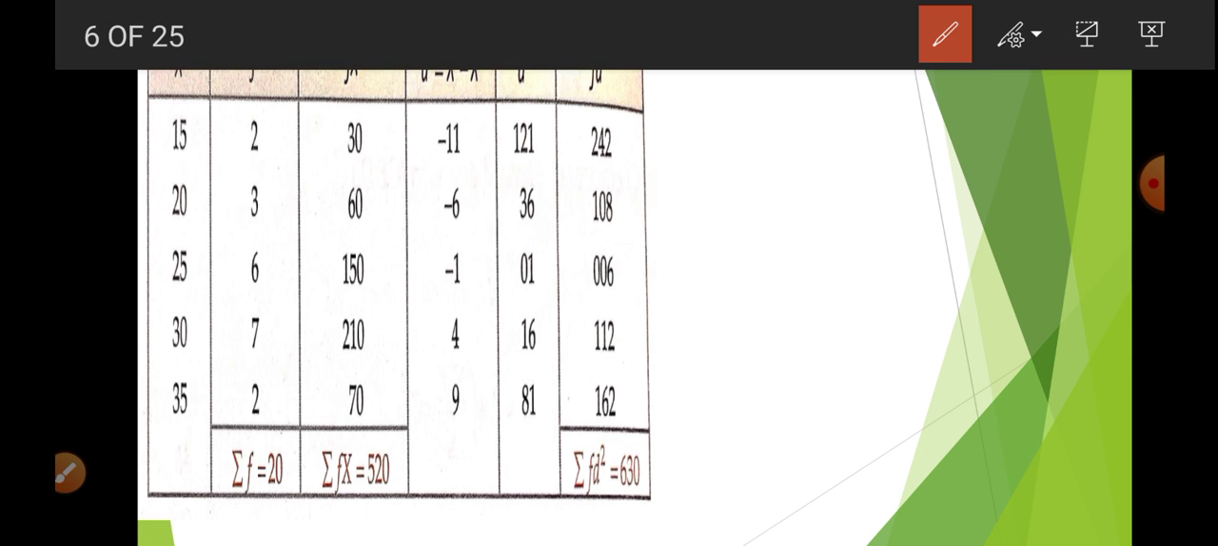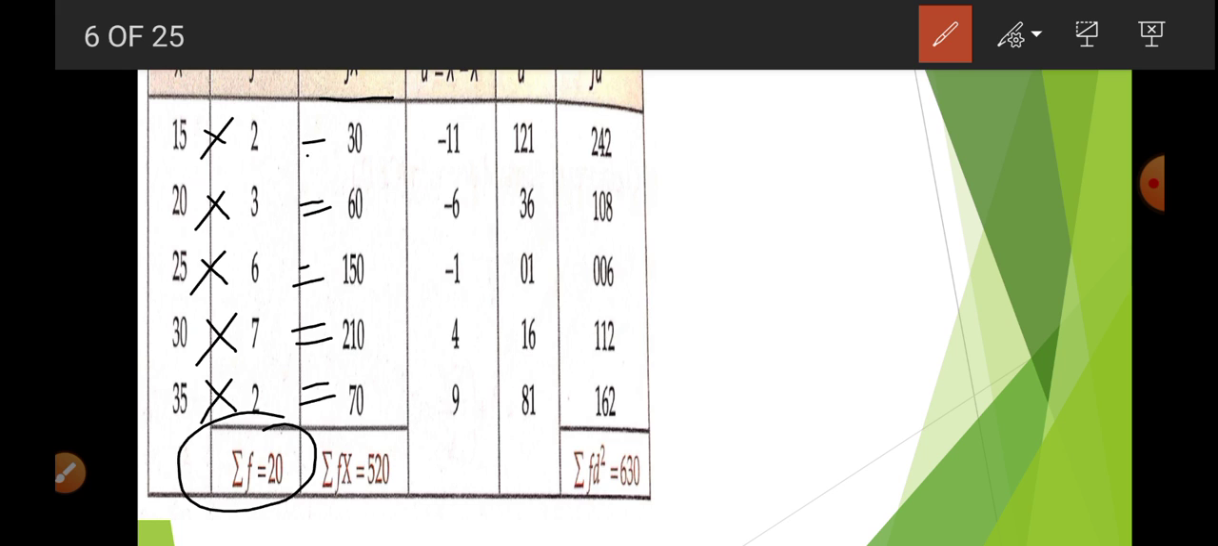Here you can see that sigma f, its value is 20 when we add these frequencies. Now we are going to calculate fx. So 15 multiplied by 2 is 30. 20 multiplied by 3 is 60. 25 multiplied by 6 is 150. 30 multiplied by 7 is 210. And 35 multiplied by 2 is 70.